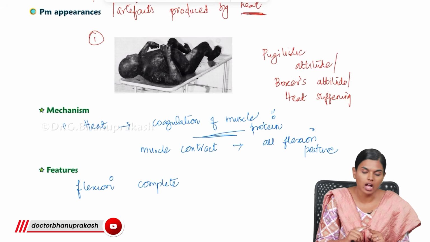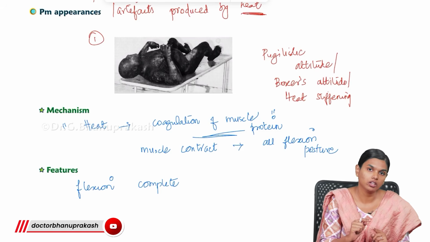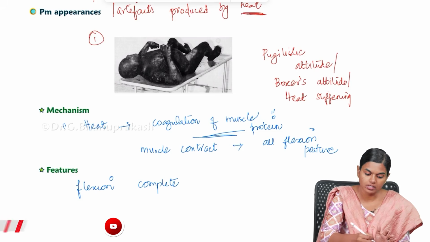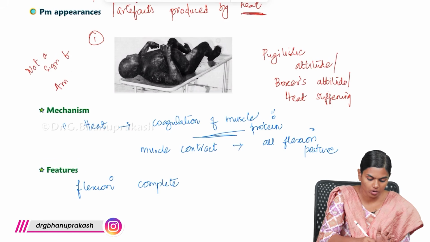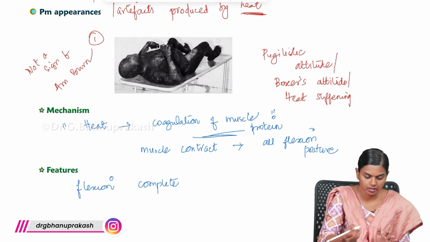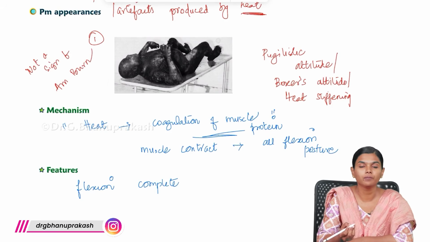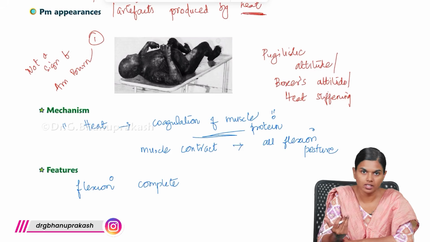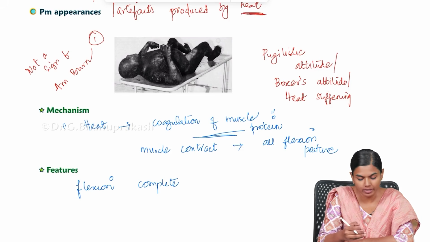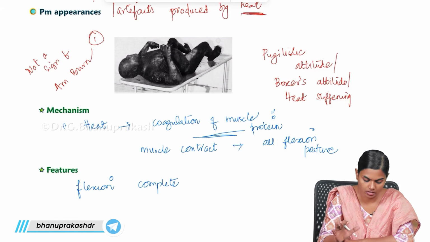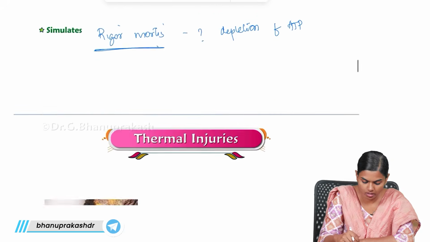So, this is the first artifact that is seen because of the heat, and this heat stiffening is not a sign of antemortem burn, right. So, just because you see heat stiffening, that does not mean it is a case of antemortem burn. It could be either antemortem or postmortem, but we cannot confirm whether it is antemortem or not just by seeing this heat stiffening. So, this is the first artifact.